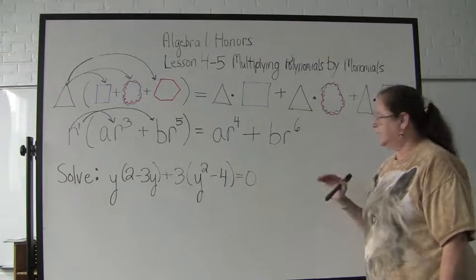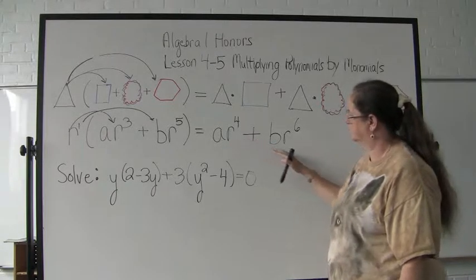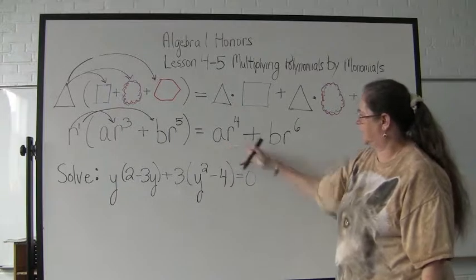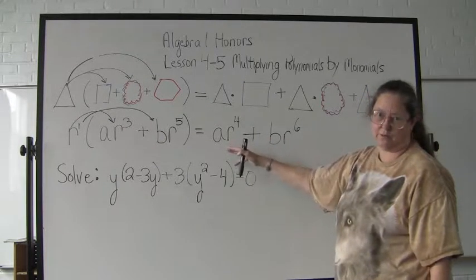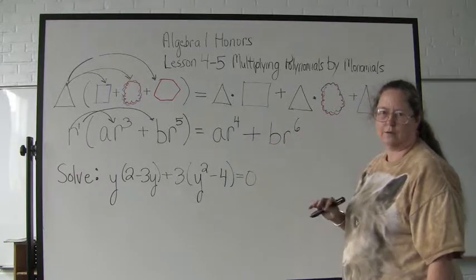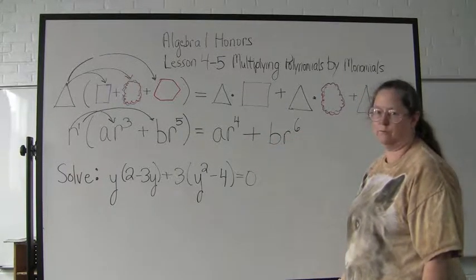Since we don't have numerical values for r or b or a, that's as far as we can go. And we can't add these two together because they're not like terms. This one has an a and this one doesn't. This one has a b and that one doesn't. And even if they did, the r's are not the same power. Okay, so we can't add them together any further.